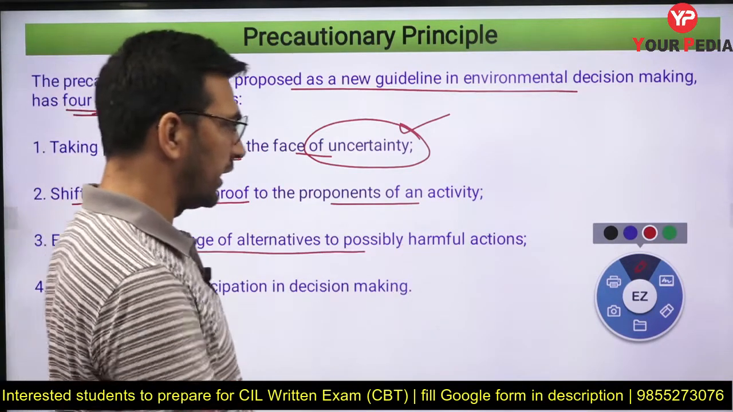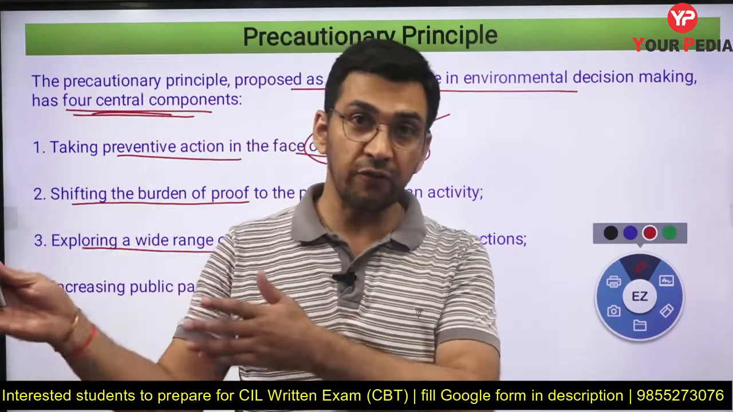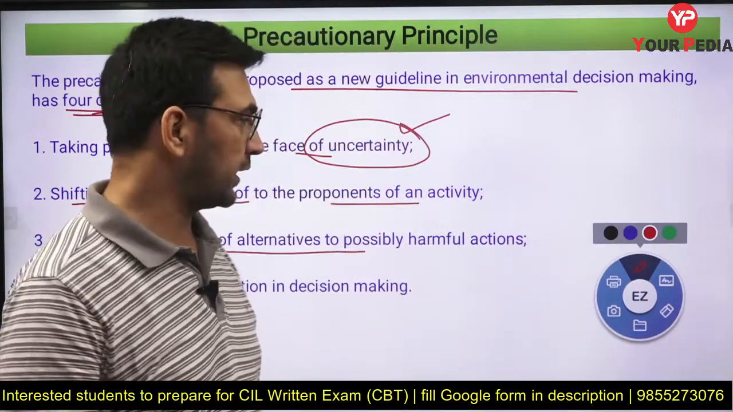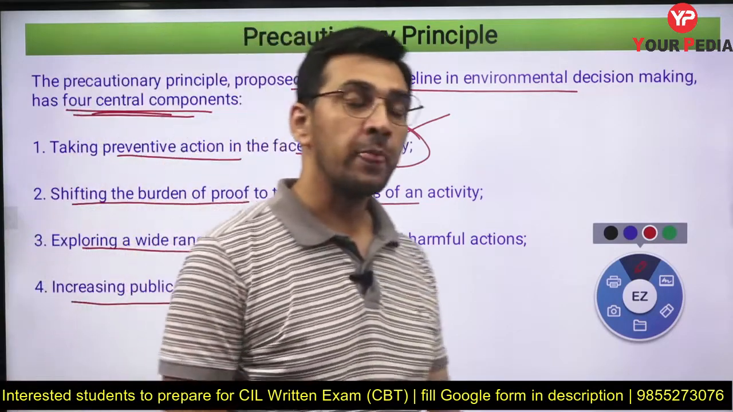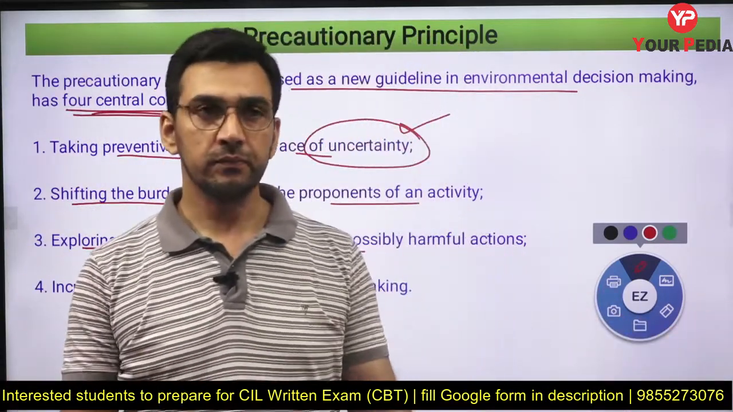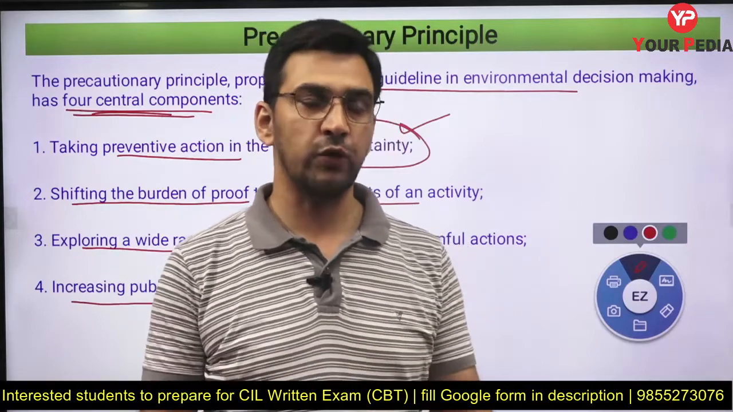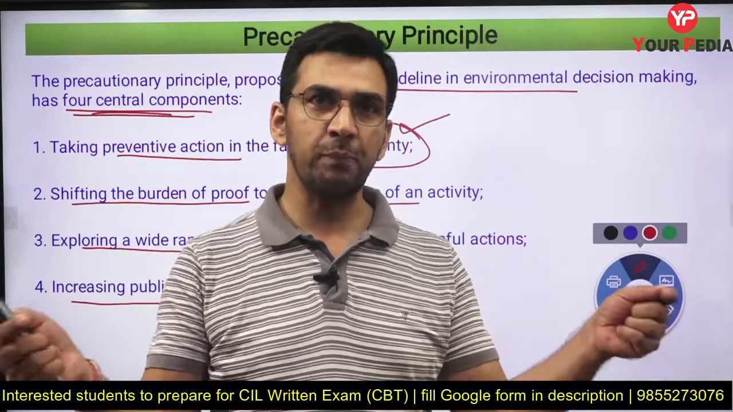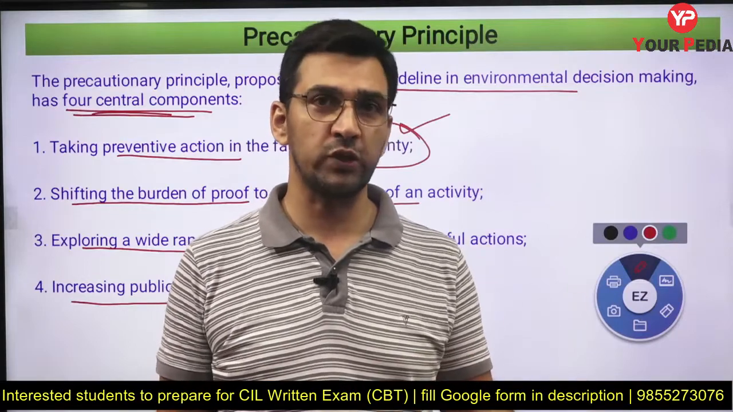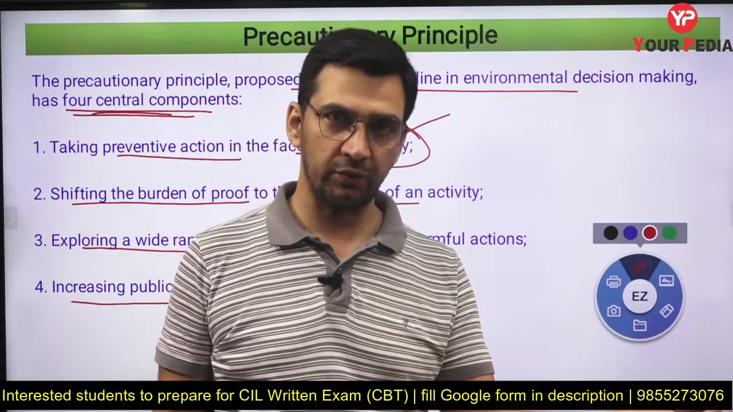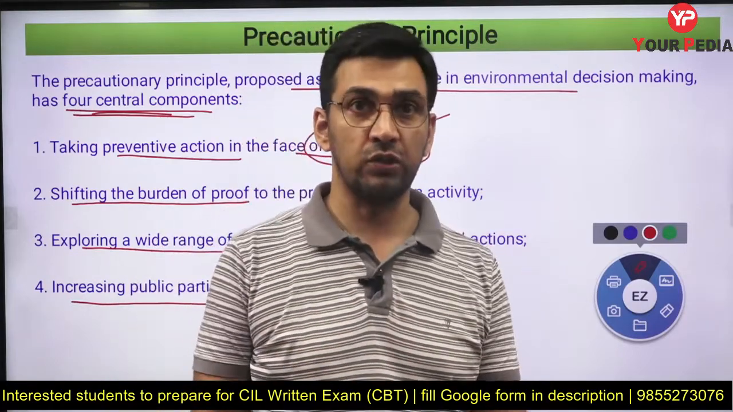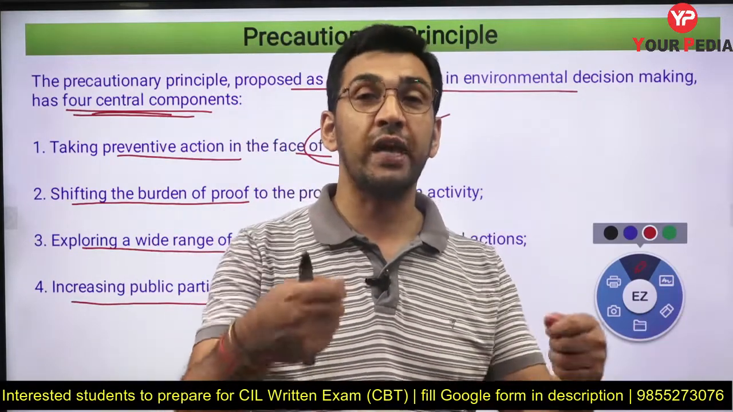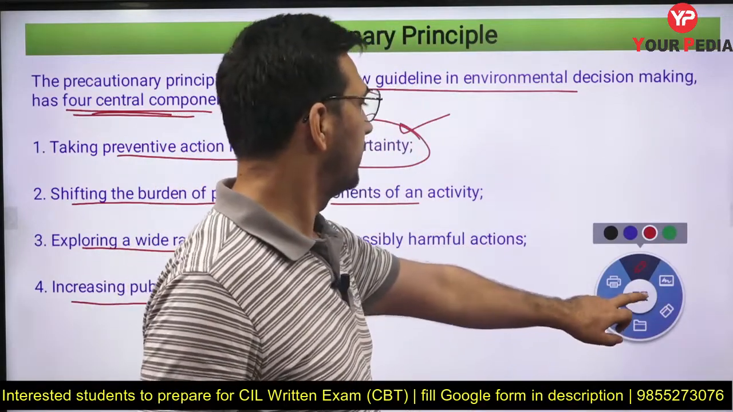Third, exploring a wide range of alternatives. Look for different alternatives if you think it can cause a harmful impact. What is the other way of carrying out that activity? Fourth, increasing public participation in decision making, because if you bring people together, they can give you many different ideas. If you make them part of decision making, particularly in major projects, for example if you are carrying out some activity in a forest area, people living there have some basic knowledge, and if you involve them, you could have better decision making.